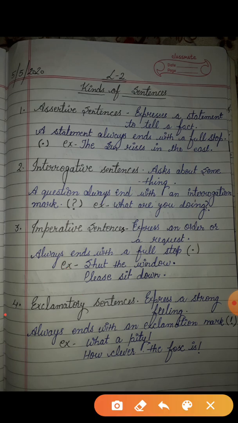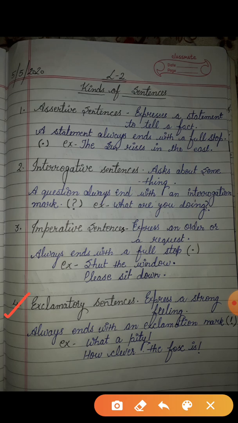Now fourth, exclamatory sentences. Students, exclamatory sentences are the sentences in which we express a strong feeling. Suppose you saw a very beautiful thing. अगर आपने एक बहुत अच्छी चीज़ देखी है, बहुत सुंदर है, suddenly what will you say? You will say wow, what a wonderful, what a beautiful thing. That is a sudden feeling which is coming from the inside. So that is a strong one.